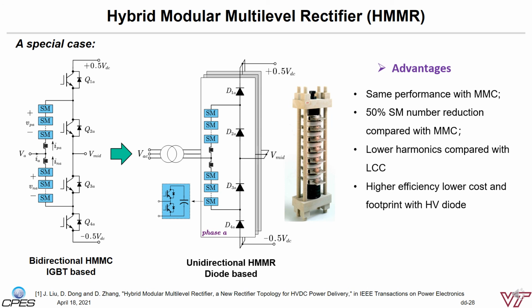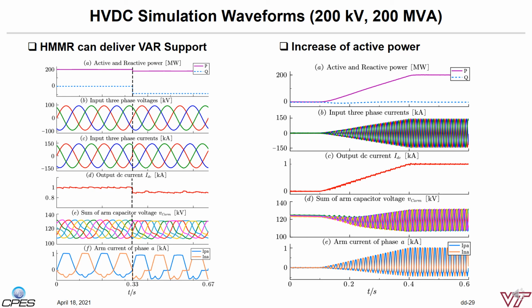Then the major question that needs to be addressed in order to apply this to HVDC applications is, can this solution operate at different power factors so it can even deliver reactive power to support the grid? Fortunately, we found that this converter solution can do that job. By applying a control solution, we can let the HMMR even deliver some amount of reactive power to support the grid.